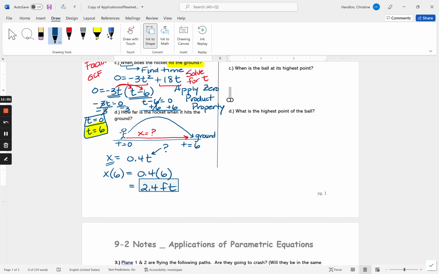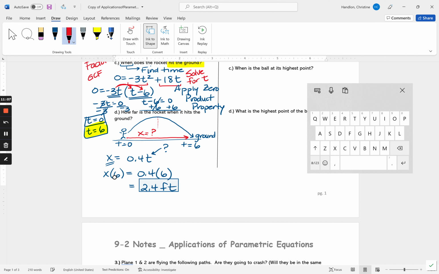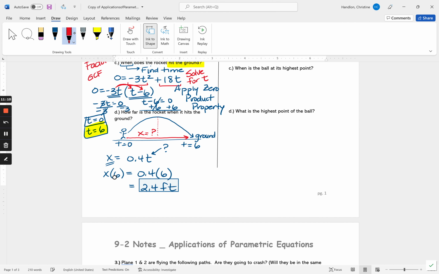Now here's a question that's not being asked right now. What if I asked you for the time at the max height of the rocket, which was this right here? What I want you to notice is that the max value occurs halfway between t equals 0 and t equals 6 seconds. So if I was looking for that height, which is the y value, I would substitute this t value, which would be halfway between 0 and 6, which we know is 3 seconds.